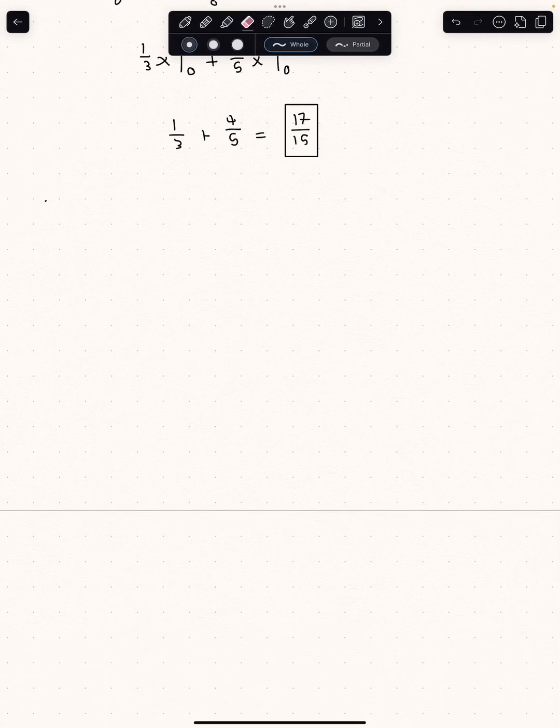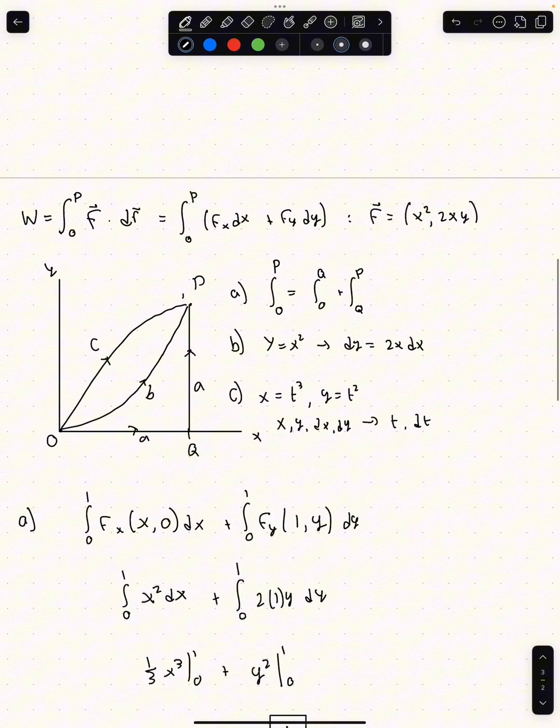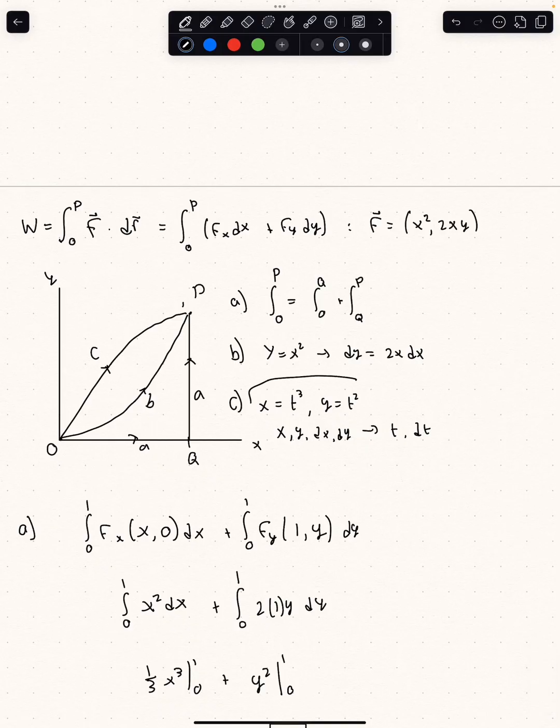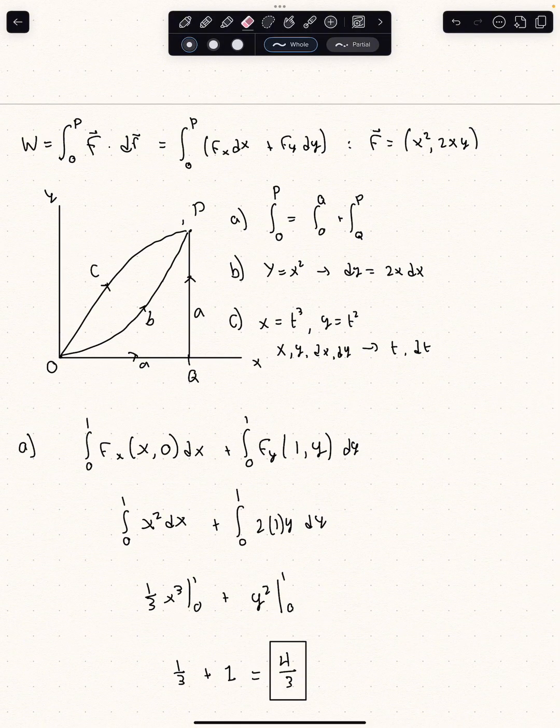Okay, and then the final path in this example, we are given this relationship, which we will use. So x equals t cubed, y equals t squared, and then our dx and dy will be rewritten. So our dx will become 3t squared dt, and our dy is 2t dt.